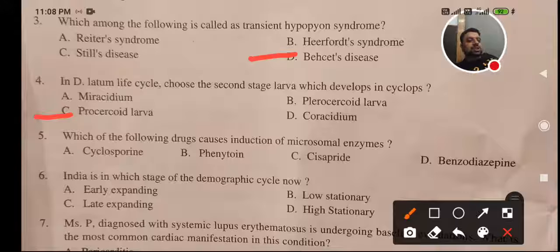Now, which of the following drugs causes induction of microsomal enzymes? Try to answer in the comment box. The drug which causes induction of microsomal enzymes is phenytoin. Answer is phenytoin.